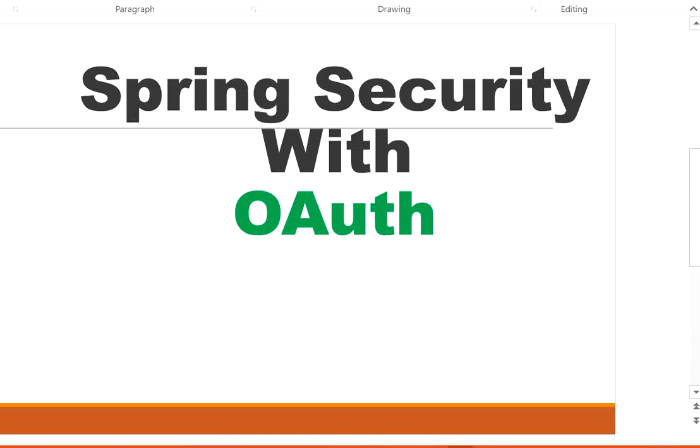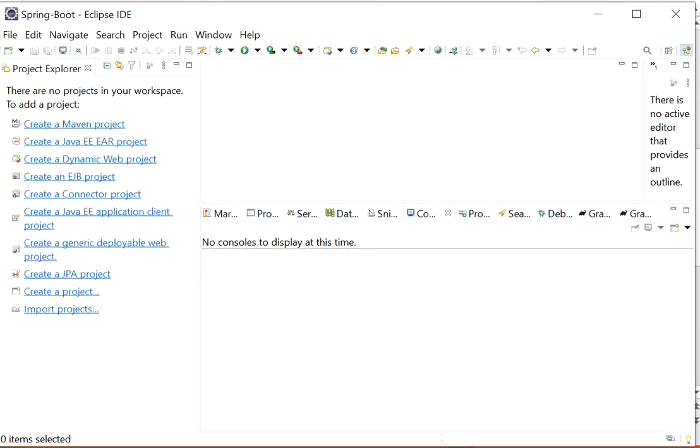Hello, welcome to this channel Gain Java Knowledge, and today in this video we will learn how to implement Spring Security with OAuth, and we will create our own auth server and resource server to generate and validate the token, and we will also create a client app that will access this auth server and the resource server.